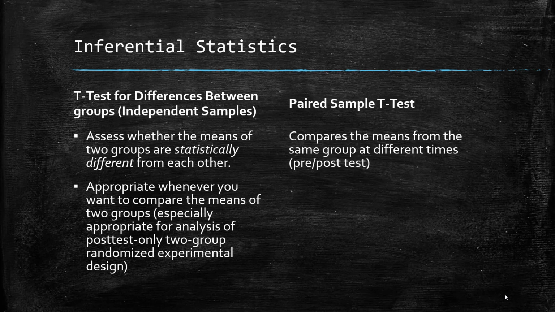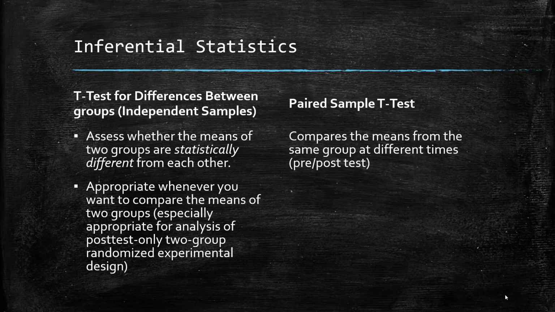So this level of test is appropriate whenever you want to compare the means of two different groups, and it's especially appropriate for the analysis when we're using a post-test only two-group randomized experimental design. Go back and look that one up because remember that's an experimental design, and most oftentimes we don't use that because we don't have the random assignment. But the t-test is a difference between two groups on one measure.